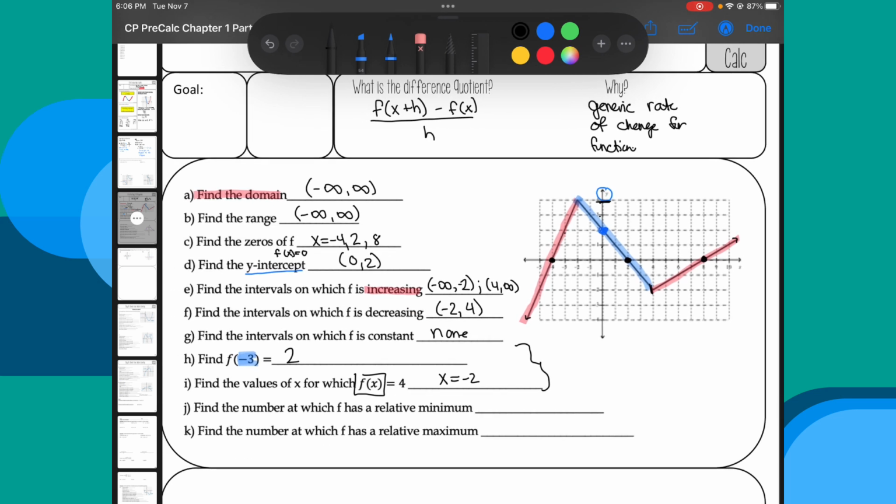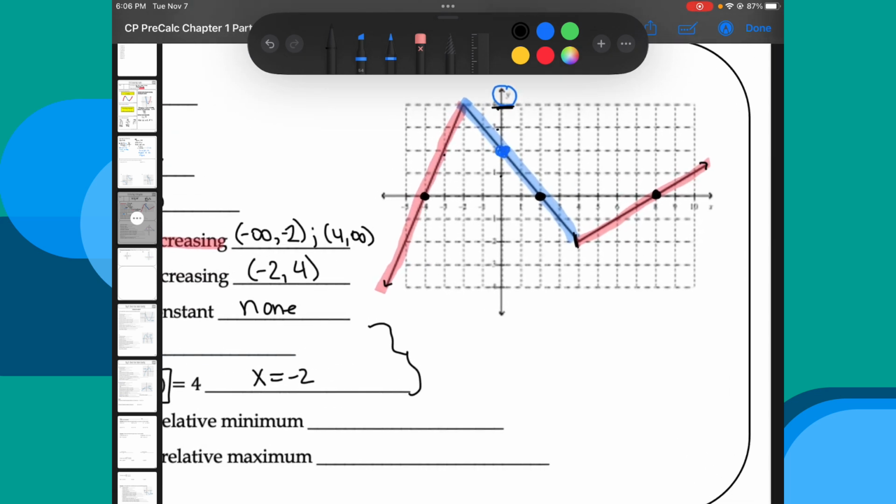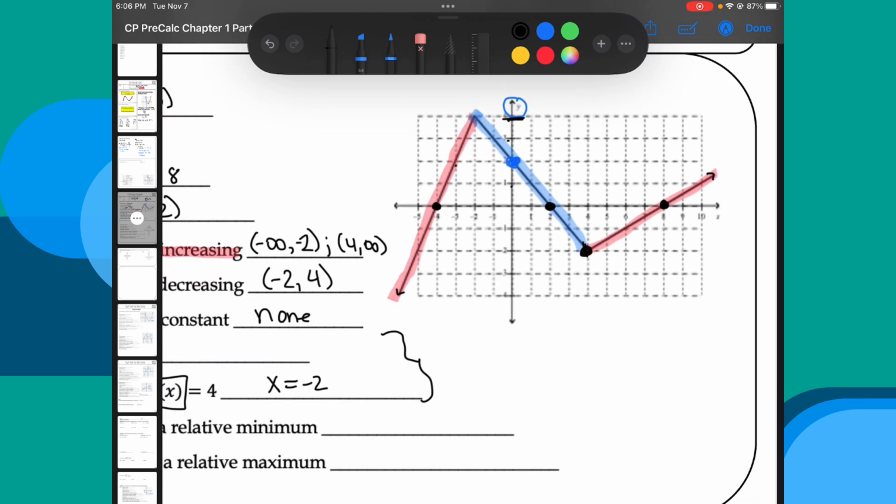Find the number at which f has a relative minimum. So we have a relative minimum right here on our graph, and we would say at x is equal to 4, and the y value of -2. And then the next question asks about a relative maximum. So the maximum would be the top of our graph, so that would be at the x value of -2 and the y value, which is 4.